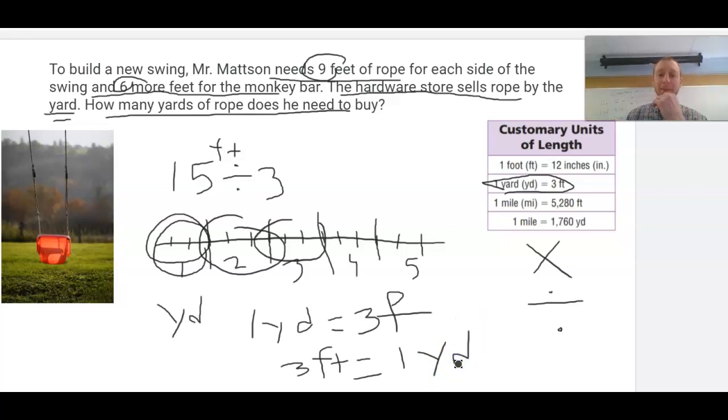Anytime that we go from a smaller unit to a bigger unit, right? Feet are smaller than yards. So we went from a small unit to a big unit, therefore we divided. So what is 15 divided by 3? How many groups of 3 are there? 1, 2, 3, 4, 5. So that means 15 feet equals 5 yards. He's going to go to the store, buy 5 yards, and that'll be his 15 feet. Okay? Let's look at another example.